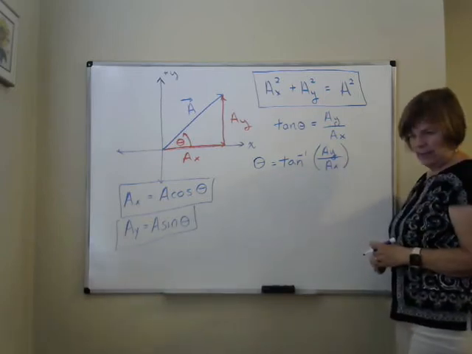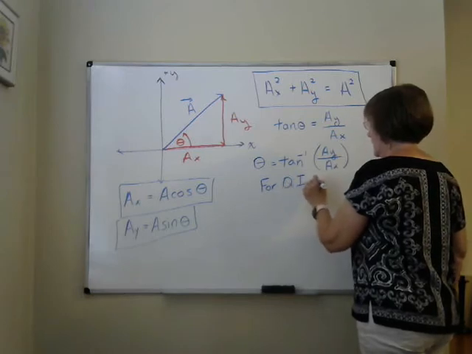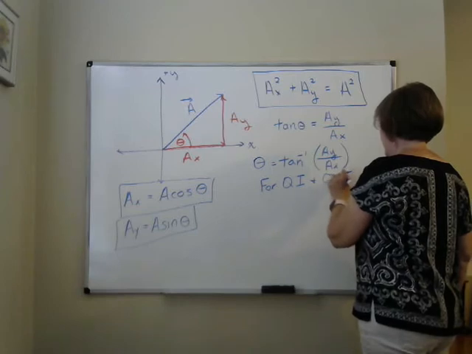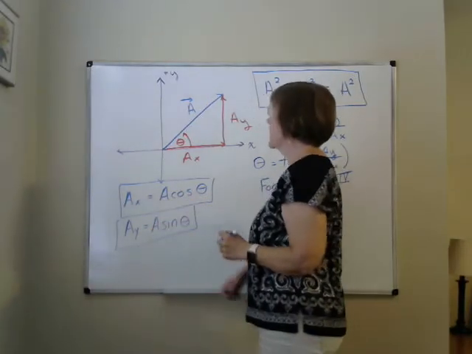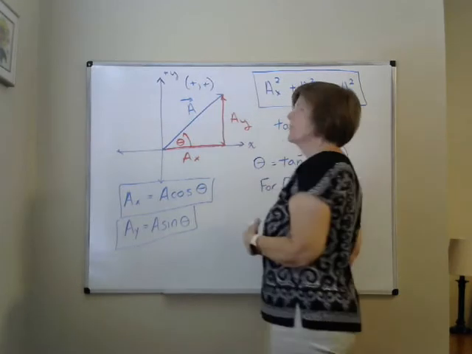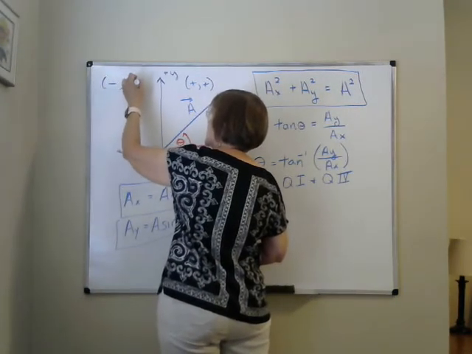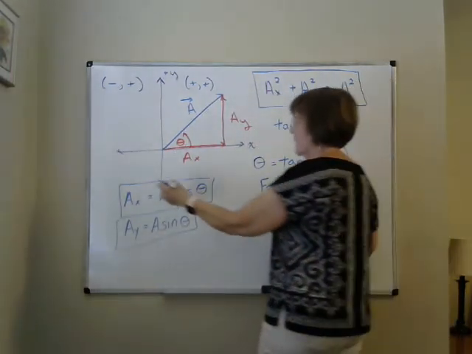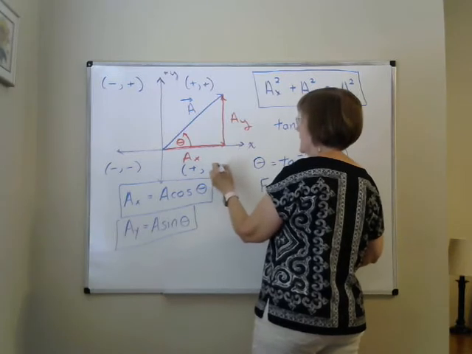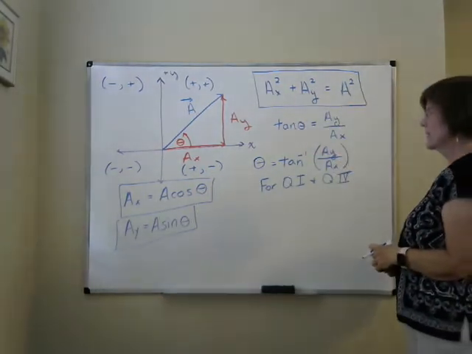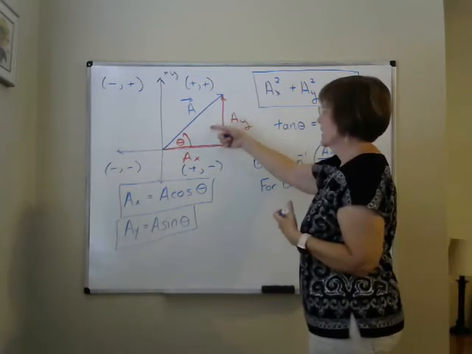What do we have to do to take care of this? This is correct for quadrant 1 and quadrant 4. How do you know which quadrant you're in? You look at the values. If AX is positive and AY is positive, you know you're in quadrant 1. If X is negative but Y is positive, you know you're in quadrant 2. If they're both negative, you know you're in quadrant 3. And finally, if X is positive and Y is negative, you know you're in quadrant 4. So another way of thinking about this is that this formula is correct anytime X is positive. Quadrant 1, quadrant 4.